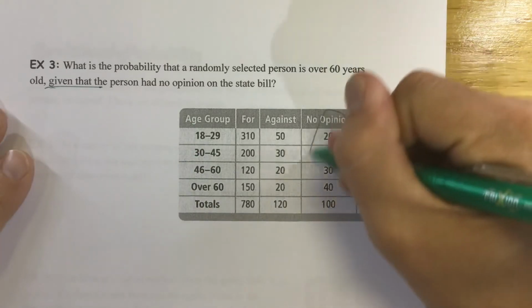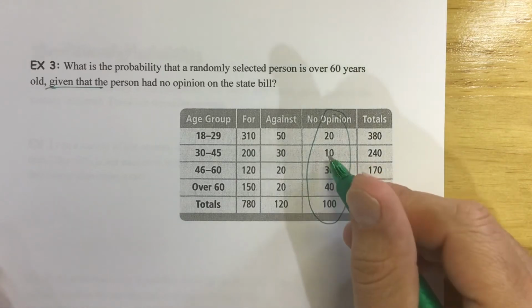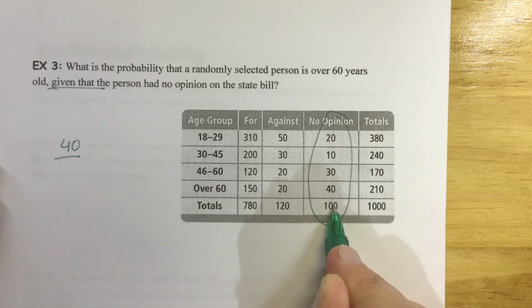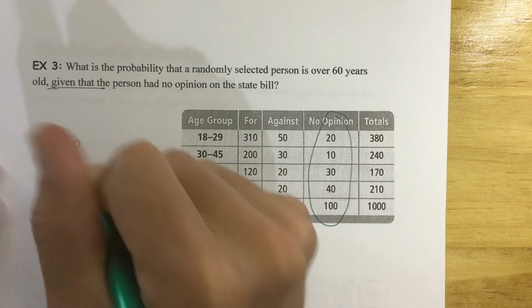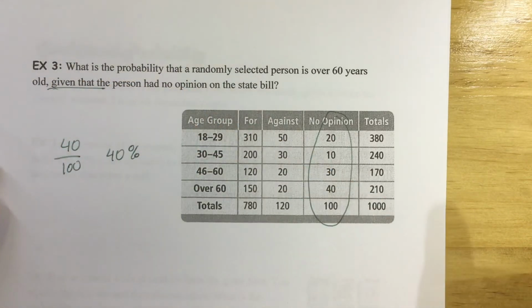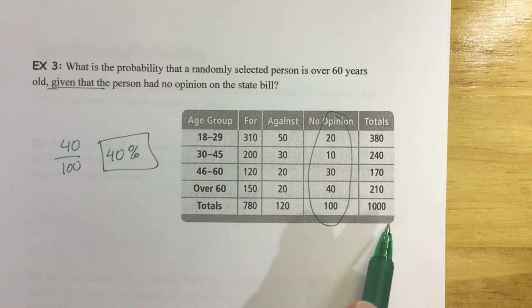So that means we only look here. They must have no opinion to be part of this. So what is the probability that a person in that category is over 60? And that's going to be 40 right here out of the total for that column, which is 100. And that, of course, is 40%. Given that. Now, out of all the people, over 60 and no opinion is that 4%, which is 4% of all the numbers. But given that category there, it's 40%.